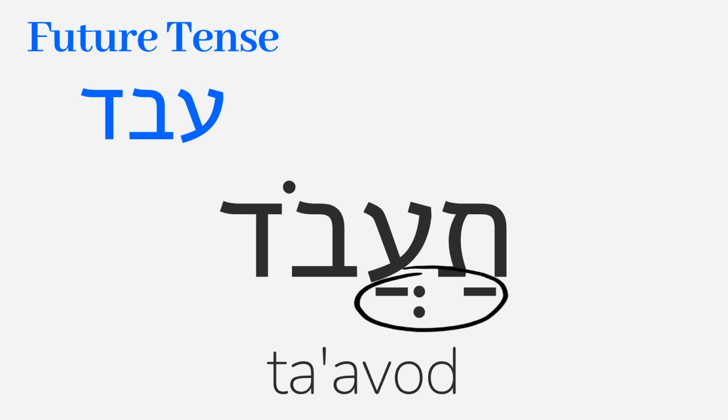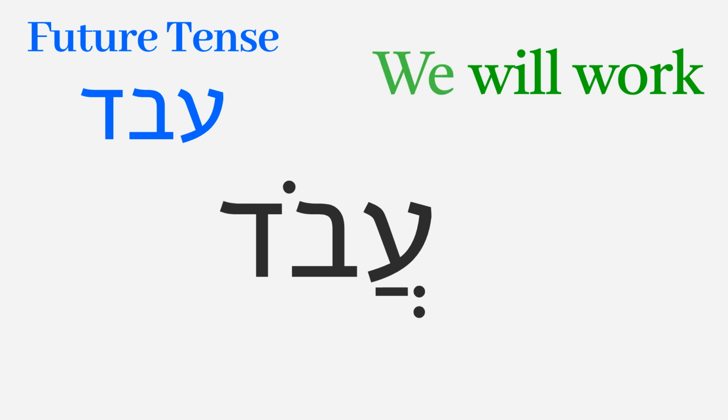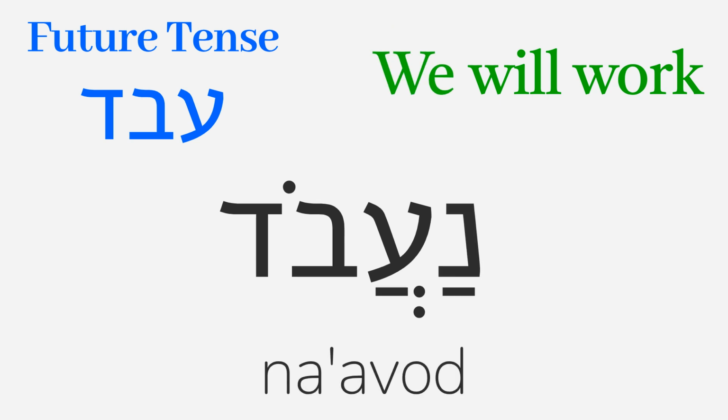Let's also see how roots look when their first letter is an ayin or hey, using the root ayin beit dalet, which has a meaning of working. With these kinds of roots, the first two vowels of future tense verbs will not be a hirik and a shva, but a patach and a patach shva. For example, you will work masculine singular or she will work is ta'avod, with its first two vowels as a patach and patach shva, and we will work is na'avod.